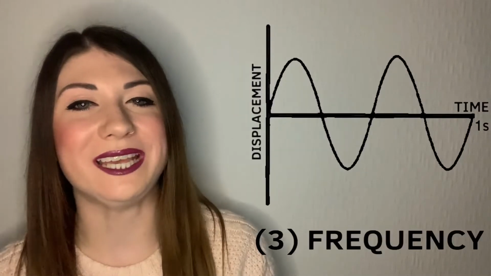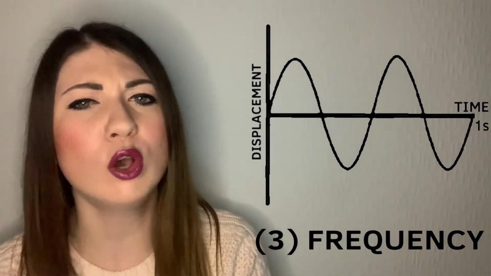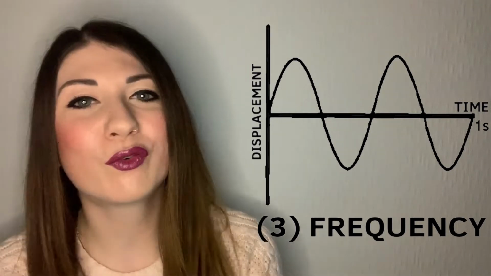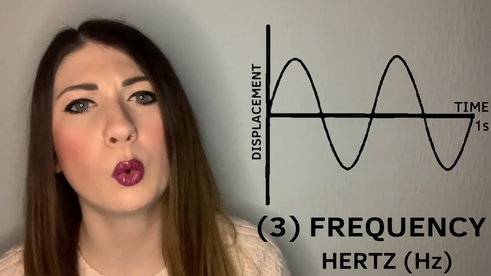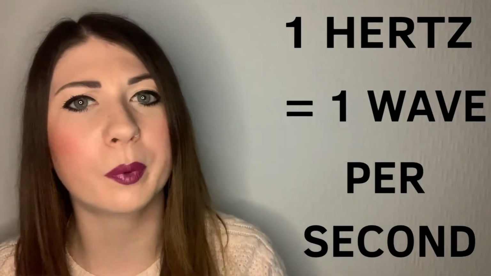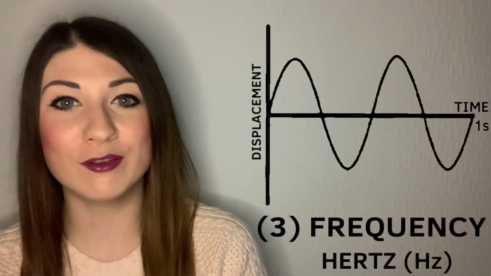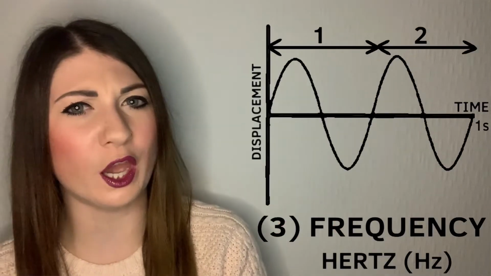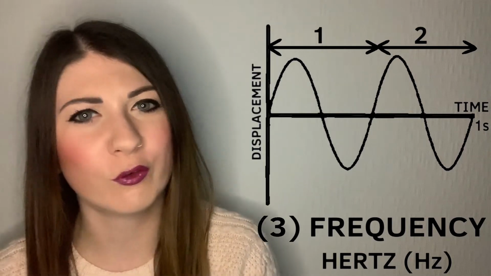The frequency is the number of complete waves passing a point per second. Frequency is measured in hertz, so 1 hertz means 1 wave per second. Hertz, hertz, hertz. Sorry, it's a fun word. So if we take my graph on the right here, there are 2 waves occurring in 1 second. So the frequency is 2 hertz.